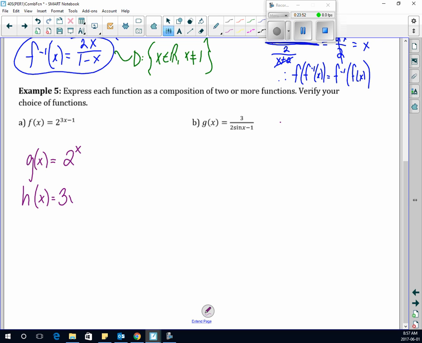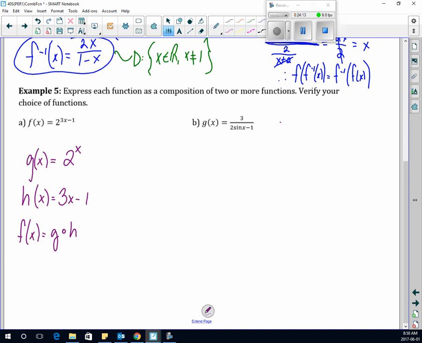3x minus 1. Let's see. What would I have to do to get f of x? f of x would have to be the composition of functions g, open circle, h. Does everybody see what I did there? Okay.